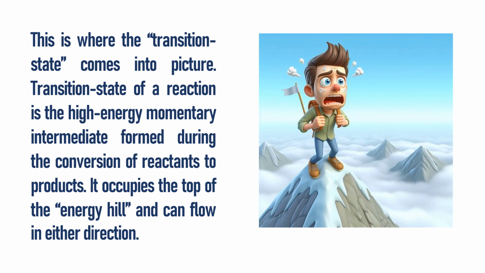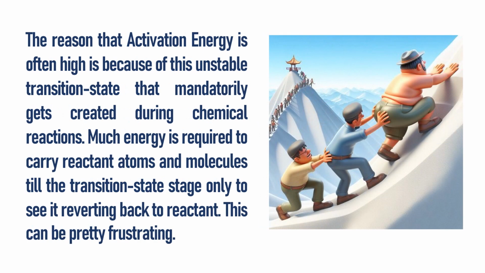Transition state of a reaction is the high-energy momentary intermediate formed during the conversion of reactants to products. It occupies the top of the energy hill and can flow in either direction. The reason that activation energy is often high is because of this unstable transition state that mandatorily gets created during chemical reactions. Much energy is required to carry reactant atoms and molecules till the transition stage, only to see them reverting back to reactant stage. This can be pretty frustrating.